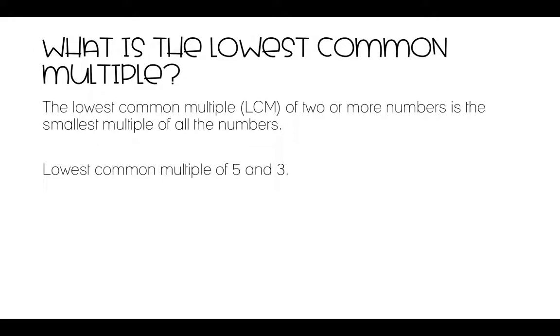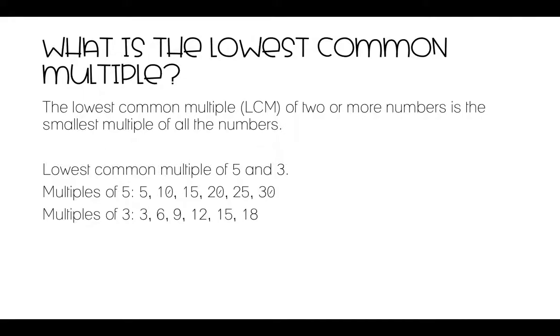So the first thing we're going to do, like when we find our HCF, we're going to list all our multiples first. So multiples of 5 are 5, 10, 15, 20, 25, 30. So I've listed 6 there, and multiples of 3 are 3, 6, 9, 12, 15, and 18. So again, I've listed 6. And the common multiple here is 15. It's the lowest number that occurs in both. So our LCM is 15.